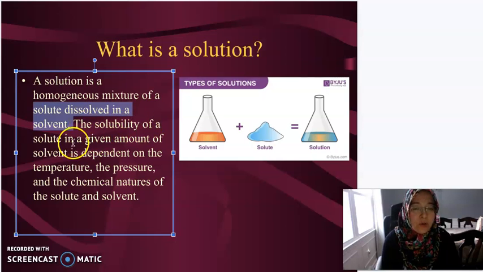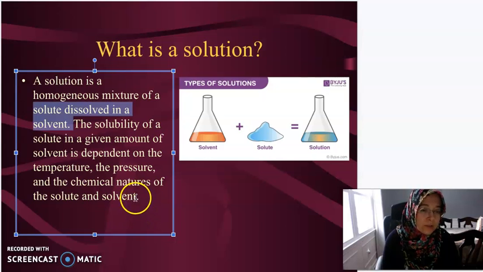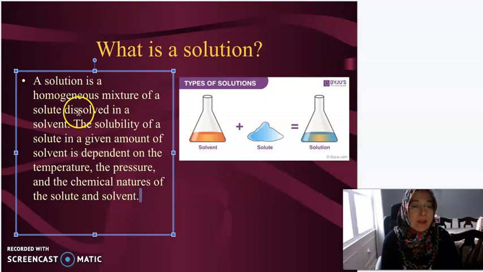The solubility of a solute in a given amount of solvent is dependent on temperature, pressure, and the chemical natures of solute and solvent. Okay, let's talk about this now. Let's say that is sugar. Our solute is sugar. Solute is the one that you are going to dissolve in the solvent. And let's say that is water. You are going to mix sugar in water. So your solute is sugar, and your solvent is water.